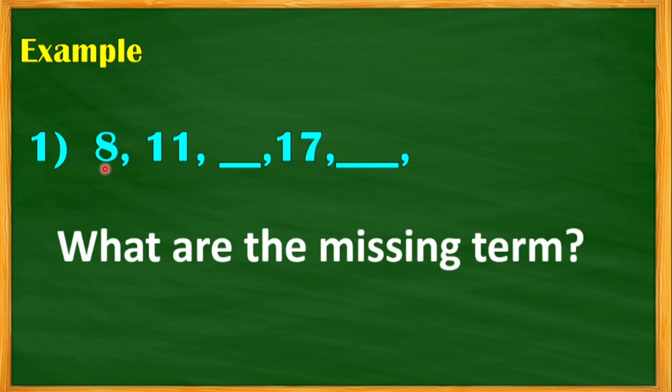So 8 becomes 11. So what would be the rule? The rule is, let's check. 8 becomes 11. You're going to add 3. So if I add 3 to 11, it becomes 14. And 14, if I add 3, it becomes 17. So 14 is correct because the value of 17 is already given. And then 17 plus 3 is 20. So these are the correct answers. So the rule is you're going to add 3 to the preceding number.